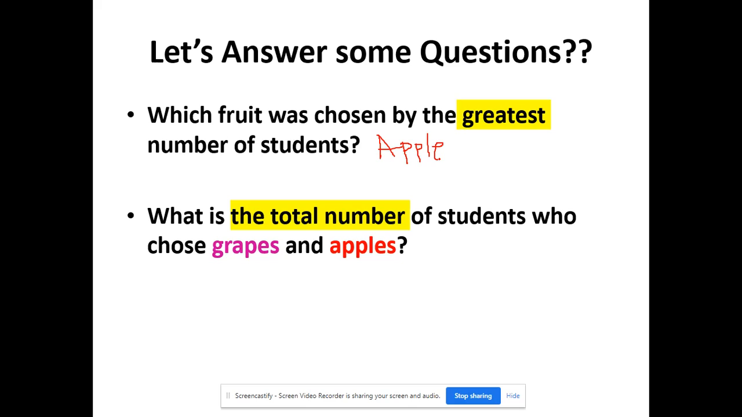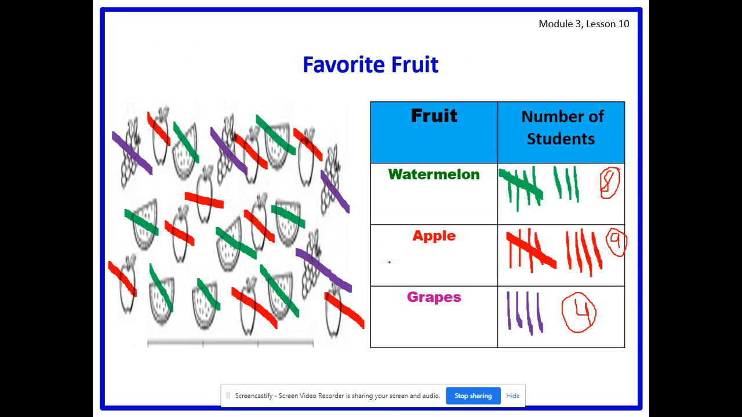Let's answer the next question. What is the total number of students who chose grapes and apples? So here we have to add the grapes and apples together because look at the keyword in yellow. It's asking us for the total number of students who chose grapes and apples. So let's go back to our graph and let's look at grapes and apples only. So for apples we have 9 and for grapes we have 4. So what is 9 plus 4?